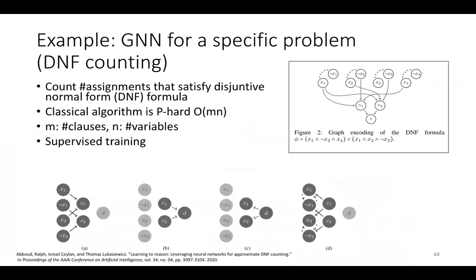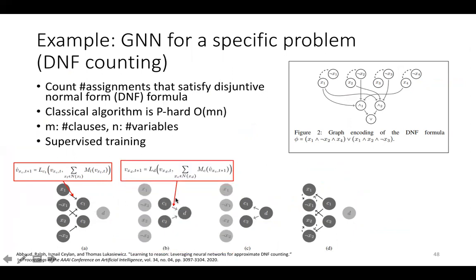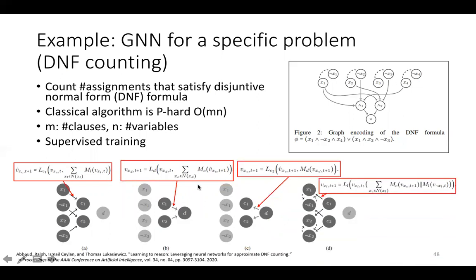One example is the problem of DNF counting, where we try to count the number of assignments that satisfy a disjunctive normal form formula. You can see here, you can represent the formula in the form of a graph, and you perform message passing from the leaf node to the middle node, from the middle node to the root node, and propagate back the information of the message to update the hidden state of each node here. This kind of message passing for graphs only takes linear time complexity compared to the classical algorithm, which is polynomial time.